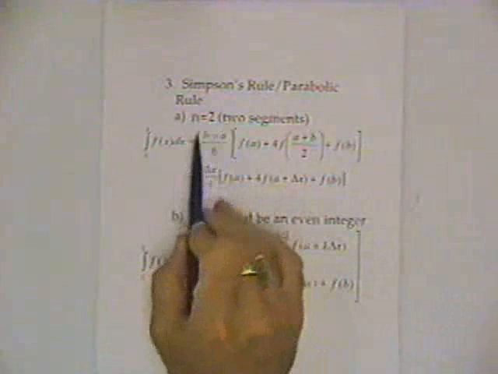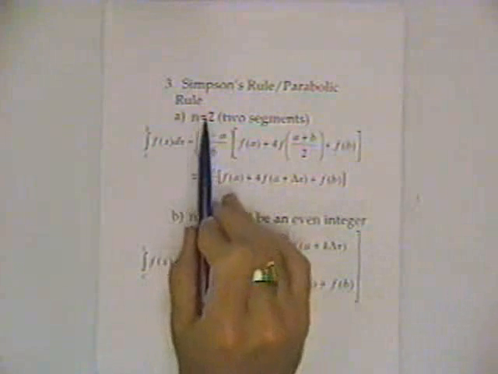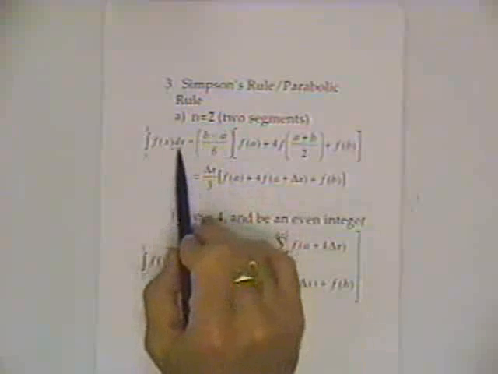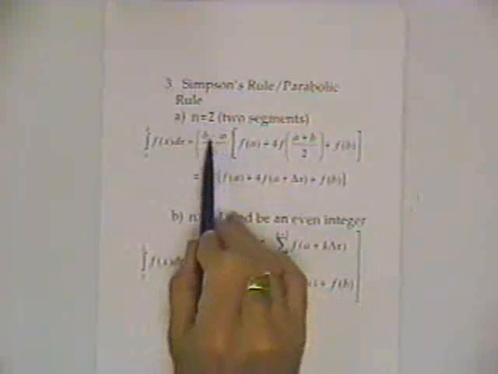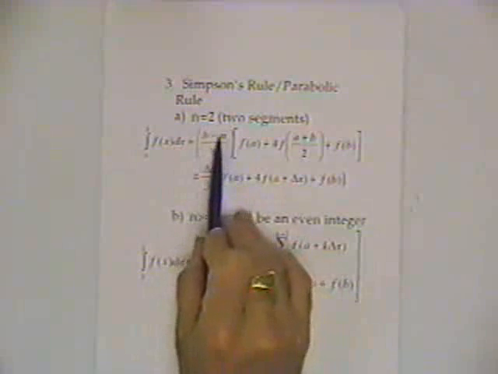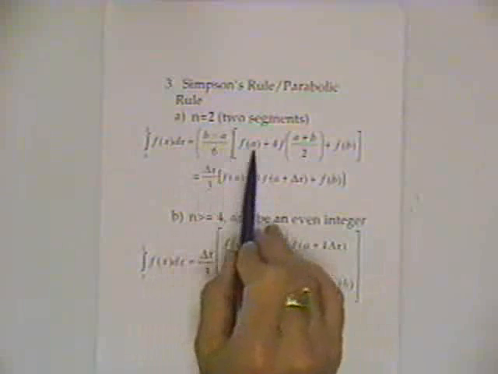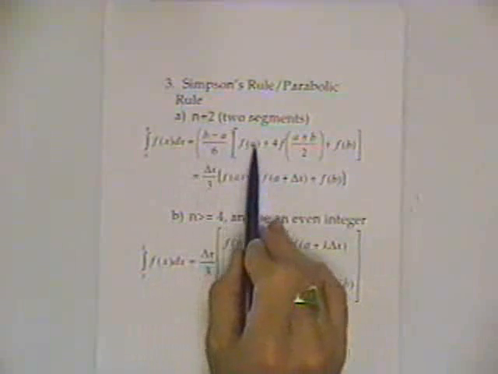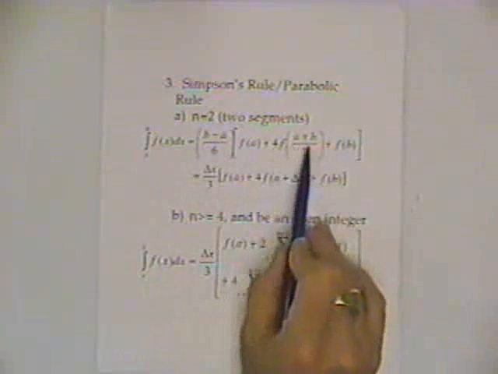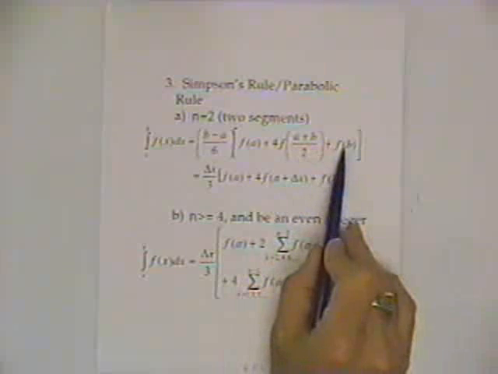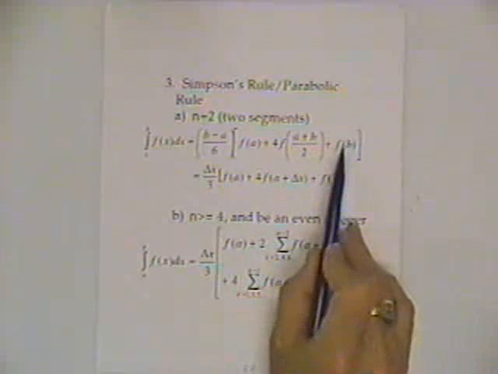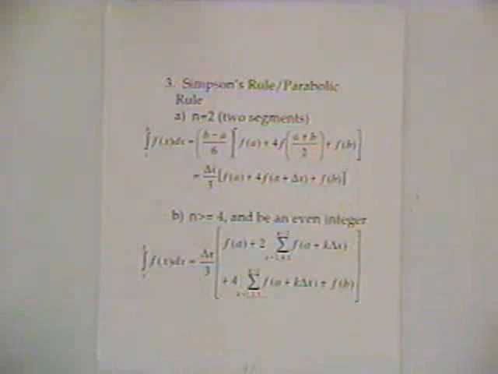With 2 segments, meaning that you have 3 functional evaluations, this is the formula: b minus a over 6. That's the overall length of the segment that you're trying to integrate over. You take the value of the function at the start of the interval plus 4 times the value of the function in the middle of the interval plus the value of the function at the end of the interval. Note that this requires that the spacing between function values in those 2 segments be the same. That's a requirement of Simpson's Rule.